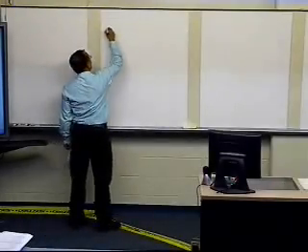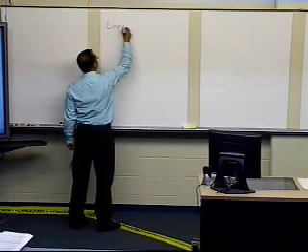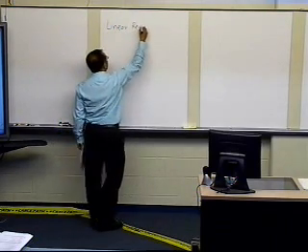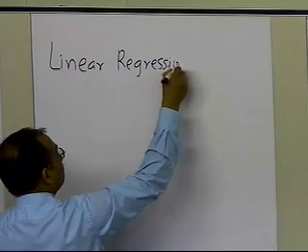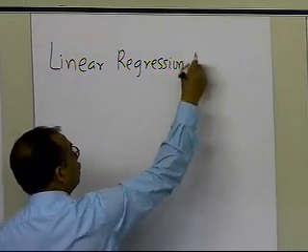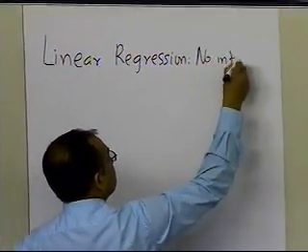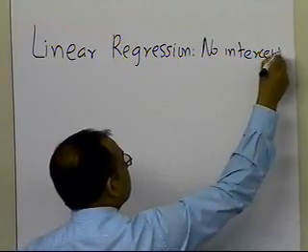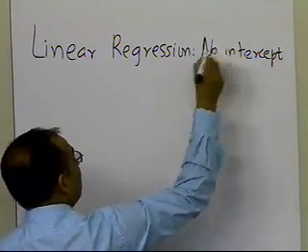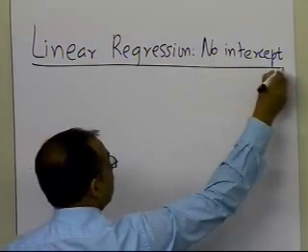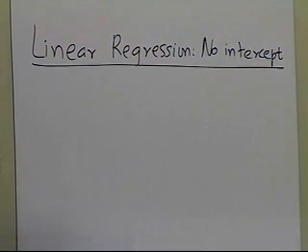In this segment, we're going to talk about linear regression, but we're going to talk about a special case of no intercept. So this is the example where you have no intercept for a linear regression model.